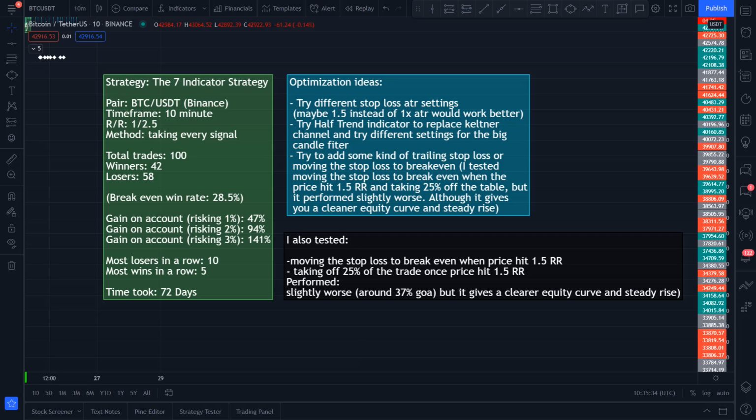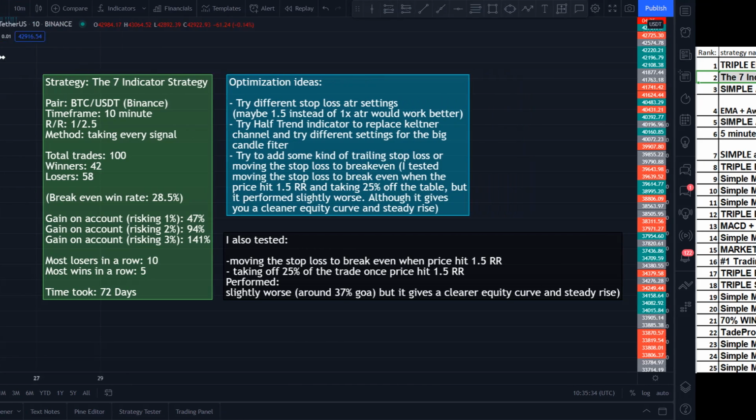All in all, this strategy looks like something we can work with and improve for better results. As I always say, don't rush and start trading this strategy right away. First, always do your own research, because I am not a financial advisor and none of this content is financial advice. And finally, let's take a look at the strategy ranking sheet.